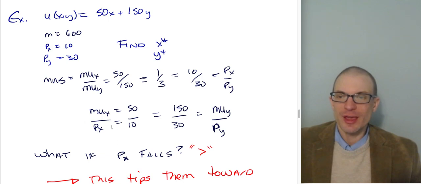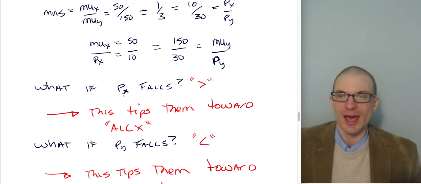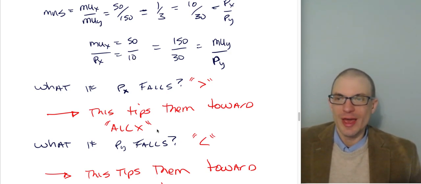I like the second one for what I'm going to do next, which is answer the question of what do we do if the price of good X falls? Well, if the price of good X falls, we're going to get a greater than sign here, right? Price of good X falls, we're going to get a smaller number here, which means with a smaller number in the denominator, you get a larger fraction. This would tip us toward the all X solution. All X is when MUX over PX is bigger than MUY over PY.